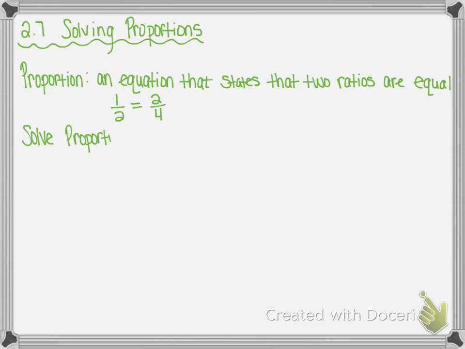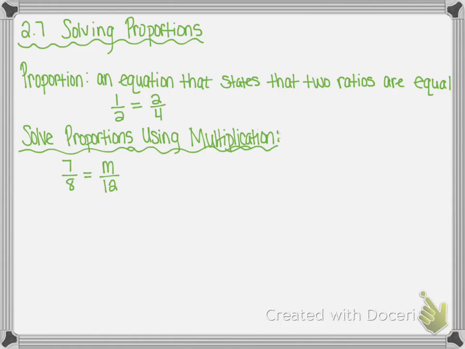We are going to solve proportions, and there's a couple methods. And this first method is using multiplication. So looking at the example, 7/8 equals m over 12. We can solve this just as if it was a one-step equation. The side with our variable is being divided by 12. So then, using our inverse operations, we could multiply both sides by 12.